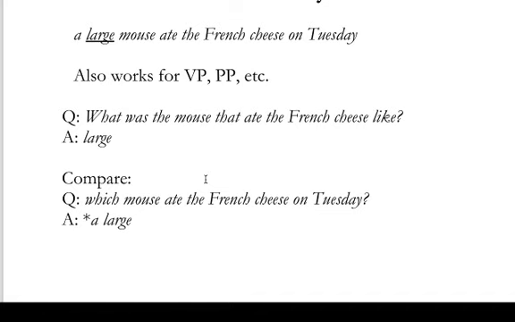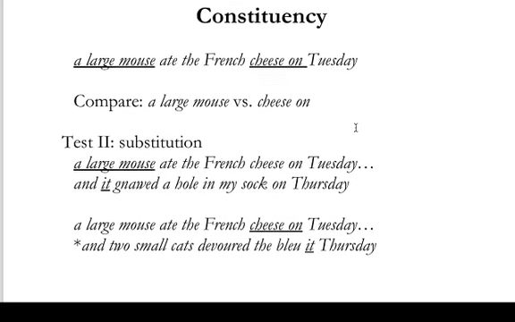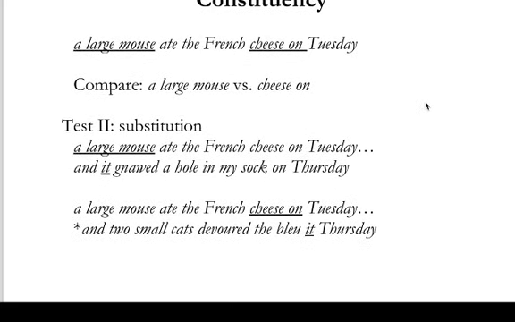This is just the adjective version. I will leave you to take a look at this on your own if you like. Here's a second kind of diagnostic test. And this one is sometimes called the substitution or pronominal substitution test. So again, we're going to go back to our original example of a constituent, a large mouse, versus non-constituent, cheese on. Here's a second diagnostic that converges on the same answer.